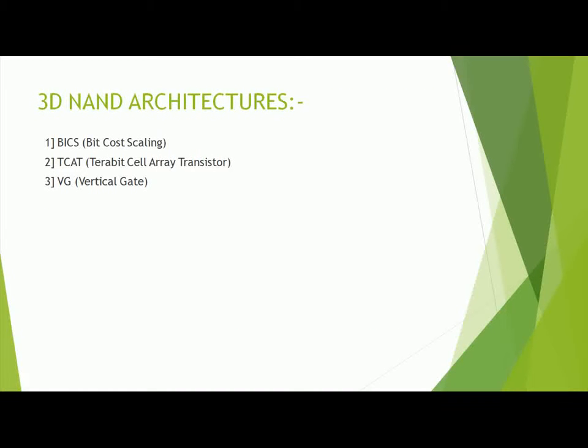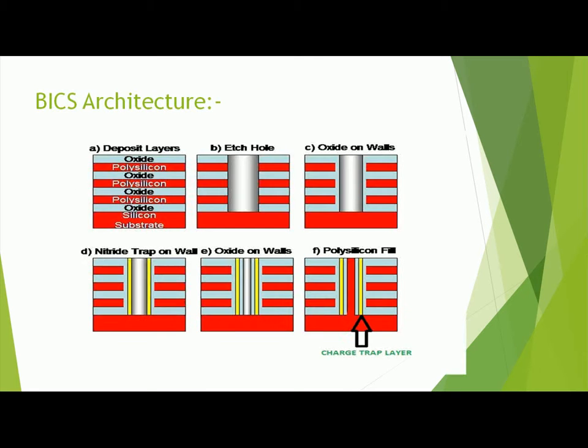So, 3D NAND architecture. There are many various architectures, but these are the three: BiCS, bit cost scaling, TCAT, terabit cell array transistor, and vertical gate. In BiCS architecture, the oxide and polysilicon are formed in alternate layers over the silicon substrate. Then the holes are etched, the oxide is applied on the walls, then the nitride that is used as the charge trap layer, and then again the oxide is applied on the wall, and at the end there is a polysilicon fill.